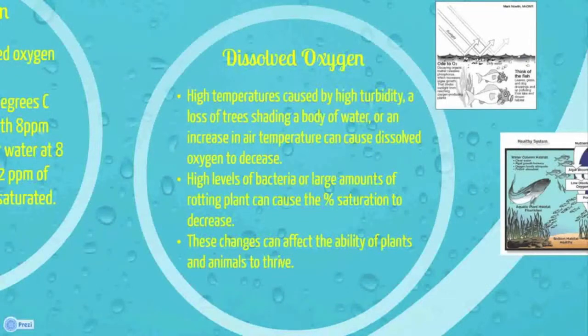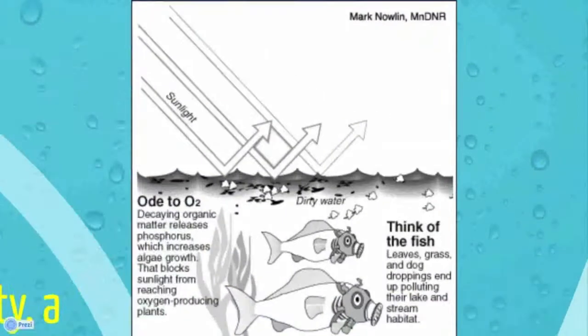High temperatures caused by high turbidity, a loss of trees shading a body of water, or an increase in air temperature can cause dissolved oxygen to decrease. High levels of bacteria or large amounts of rotting plants can cause the percent of saturation to decrease. These changes can affect the ability of plants and animals to thrive in their growth. Here's an example of how the sunlight can't get to the fish whenever there's dirty water on top of them.